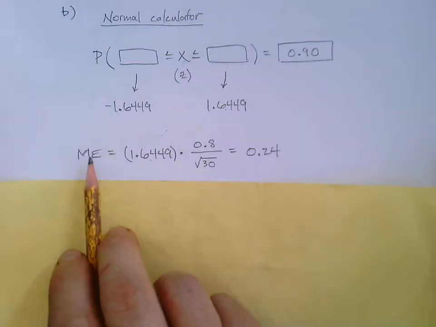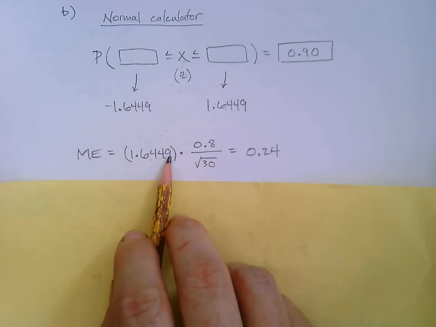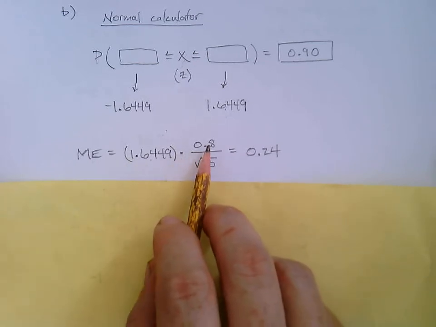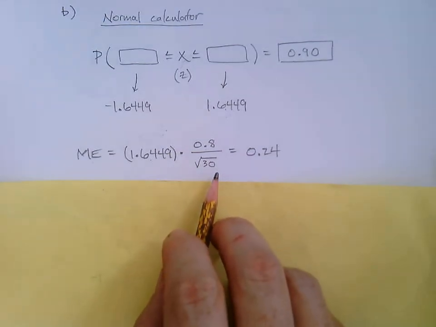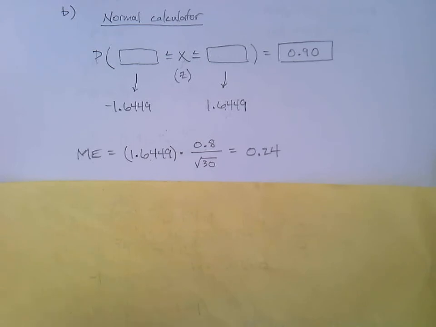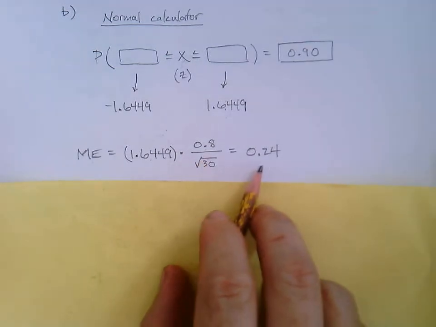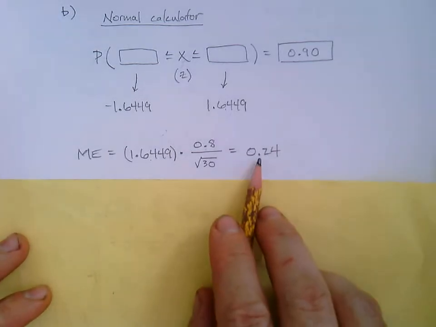Margin of error is equal to 1.6449 times, and there's our standard deviation of 0.8, divided by the square root of the sample size, which in this case was 30. So multiplying those all out and rounding to 2 decimal places, you get 0.24.